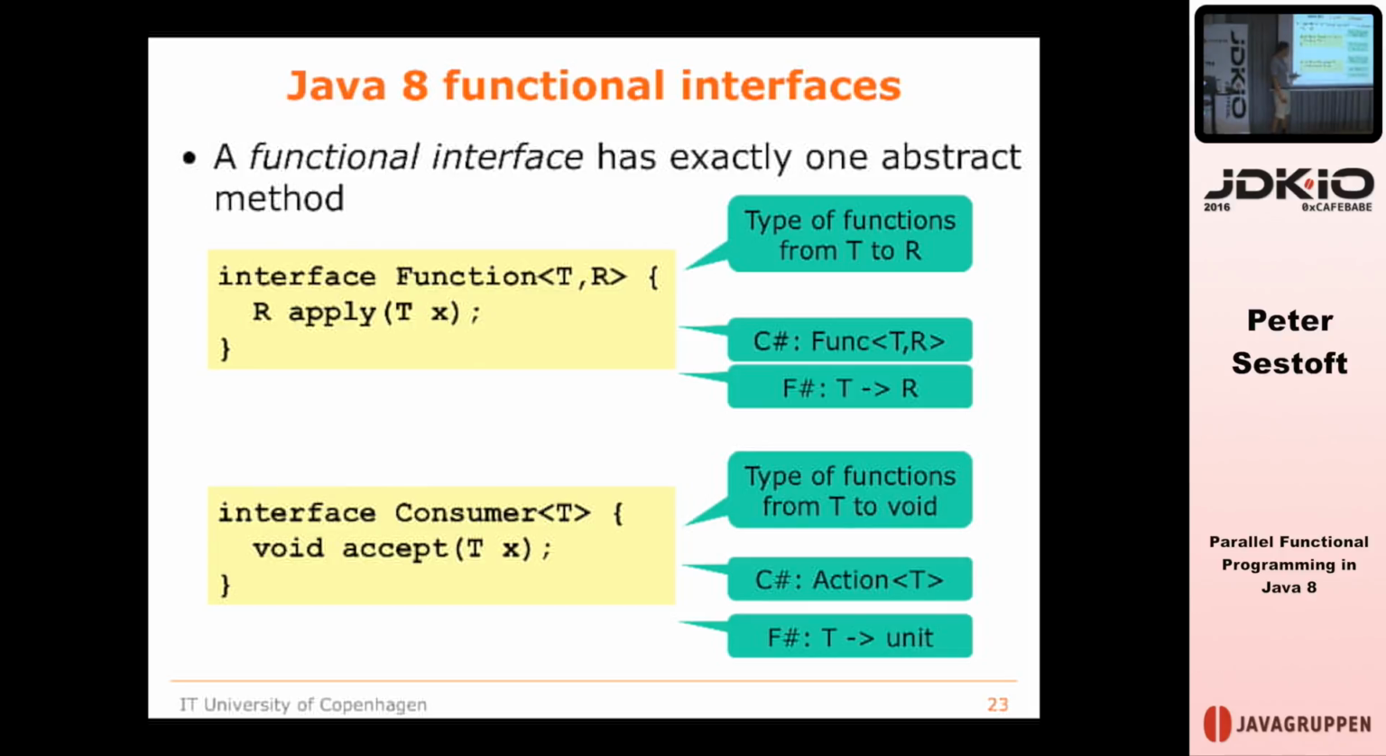And then there's the Consumer interface. Consumer of T has a single abstract method, accept, that takes a T and returns nothing. It's called an Action in C#, and it's called T -> unit in F#.